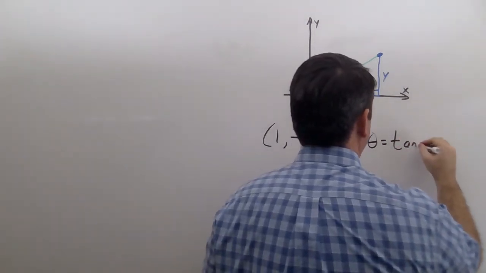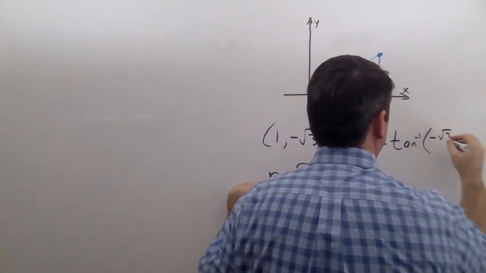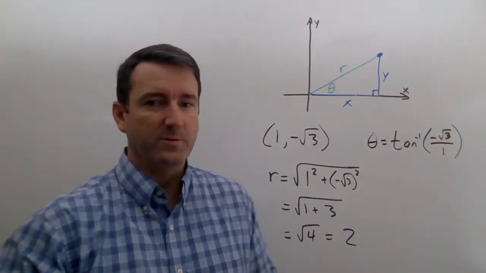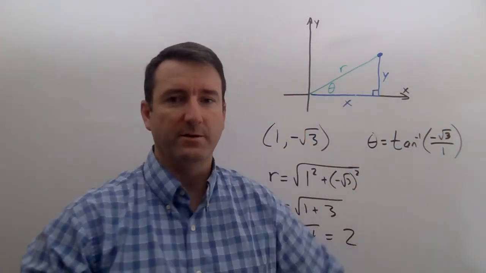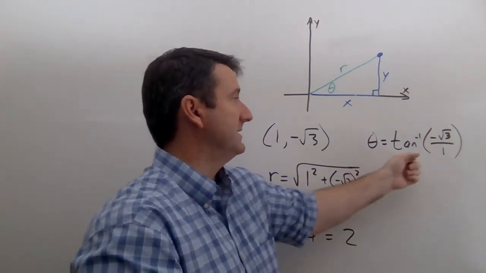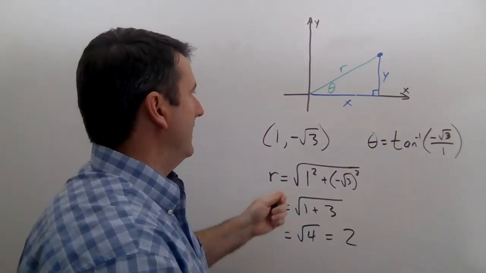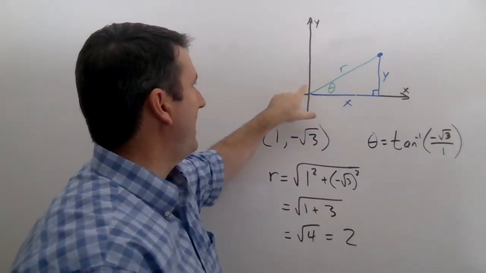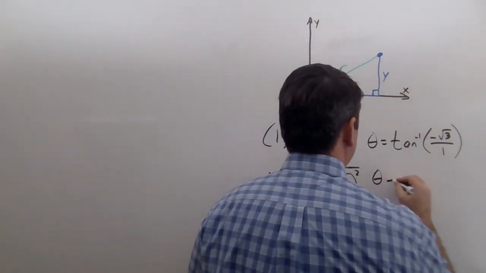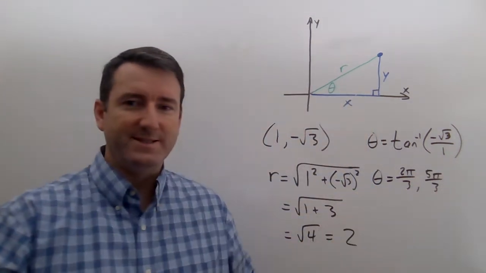we want the inverse tangent of y over x. So negative square root of 3 over 1. Well, negative square root of 3 over 1 is just negative square root of 3. And if we look on our unit circle and figure out where is tangent equal to, at what angle is tangent equal to negative square root of 3? Well, there's a couple places. At 2 pi over 3 and at 5 pi over 3. So which one of those is it?